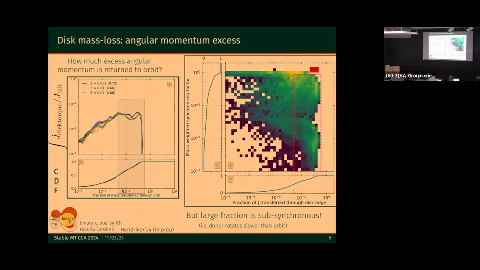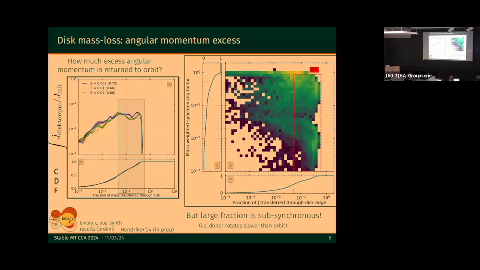We see that basically between 5 and 50% of the initial angular momentum, that's where half of the systems lie. The rest of the systems do transfer mass through disks, but it's not a dominant factor of their initial orbital angular momentum. And that in itself is sort of a natural way of expressing things in here.